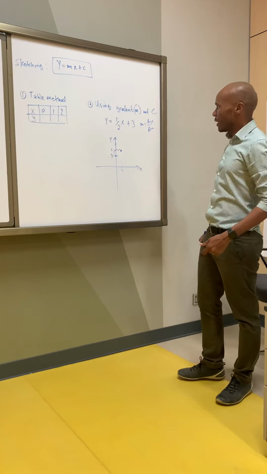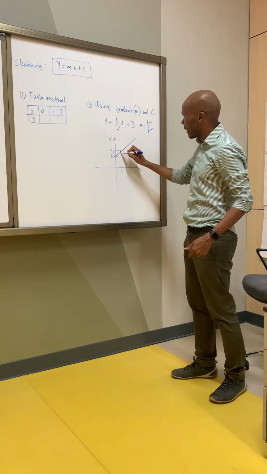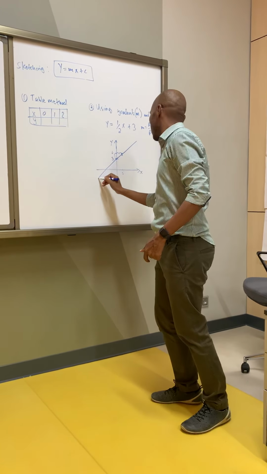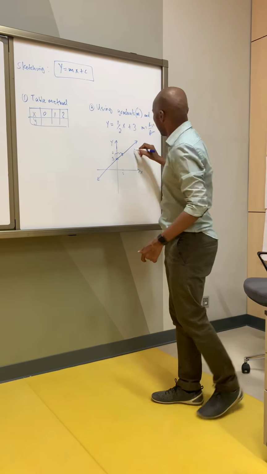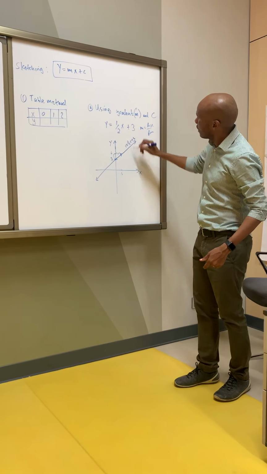Now you're at that point. And you join these 2 points and you extend. So that's what you have. So this equation there is y is equal to half x plus 3.